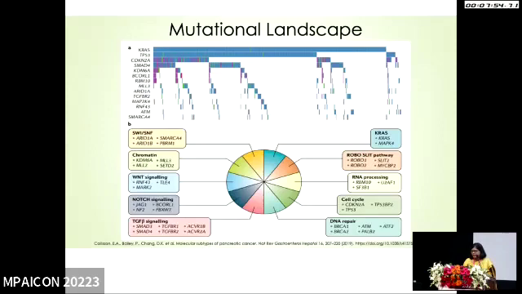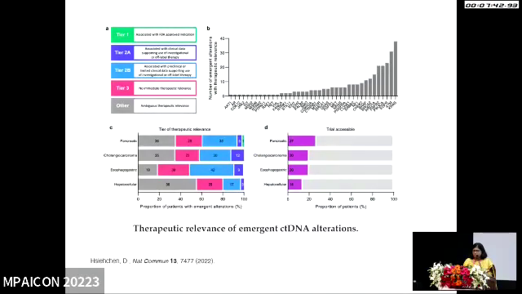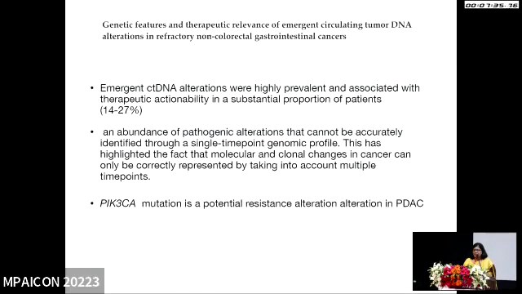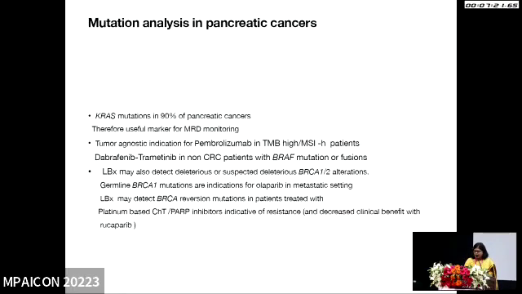So this is by another group, Dr. Callison et al., which shows the landscape, and it resonates with what is seen by the other groups as well. So I would not talk about emergent. There's a lot of activity in this space. Emergent ctDNA alterations in one study showed that they were highly prevalent, associated with therapeutic actionability. So they say that since you're not doing sequencing, you're missing out 14 to 20% of 27% of cases, which could have potential therapeutic targets.